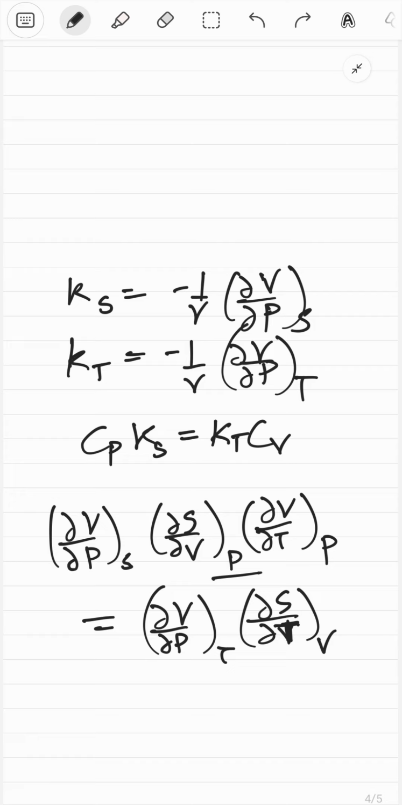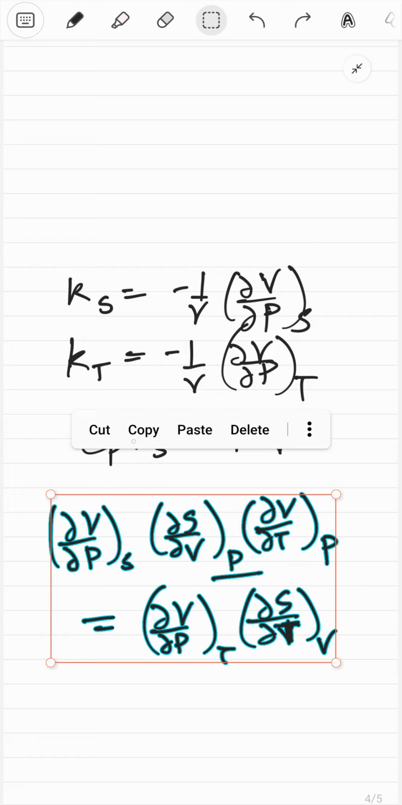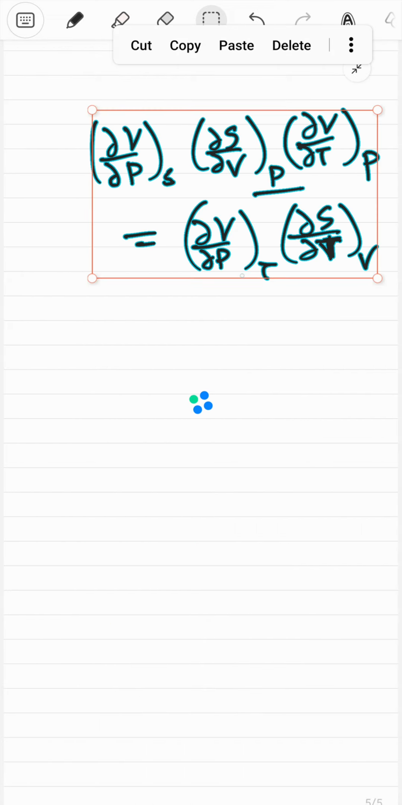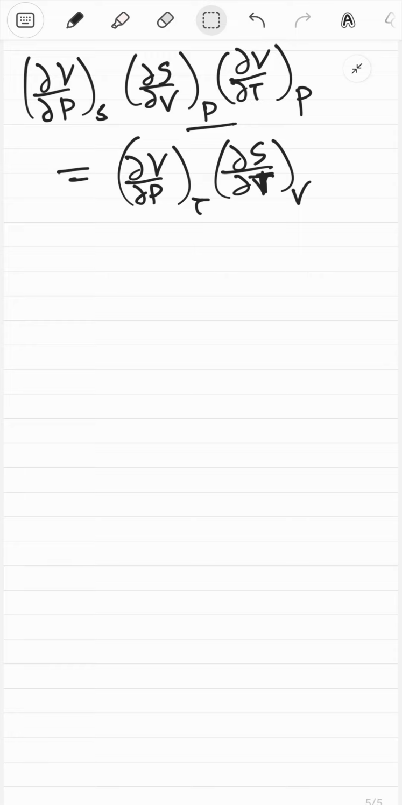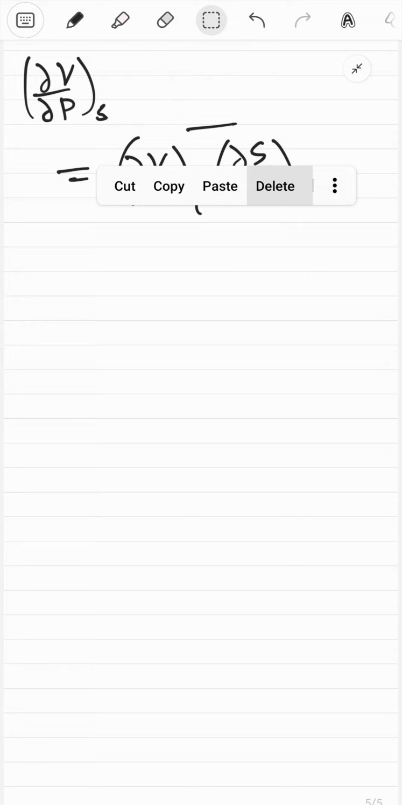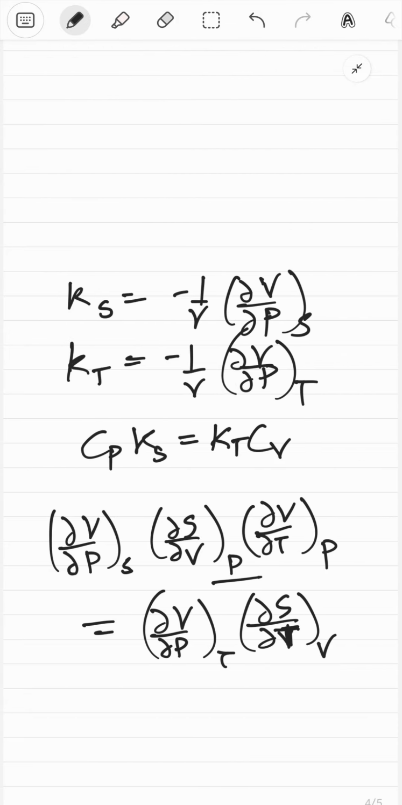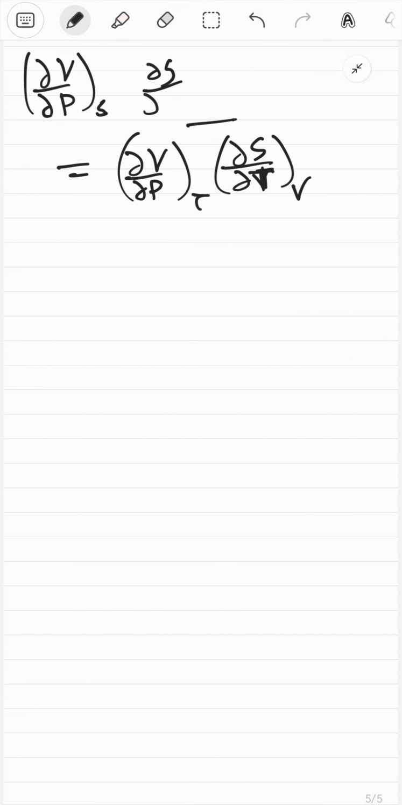I'm gonna need much more space, so copy that. No, I should probably not write it like that. I should simply just write partial S by partial T at constant pressure. Okay, that's what we want to prove. Now let's get to it.